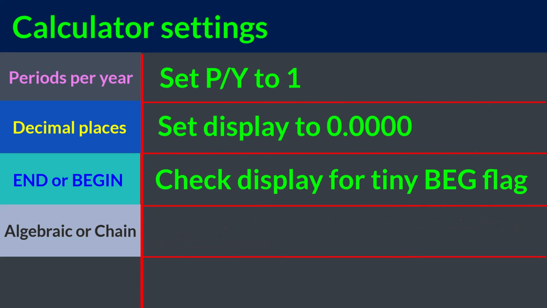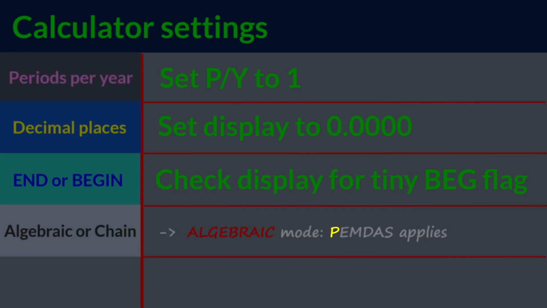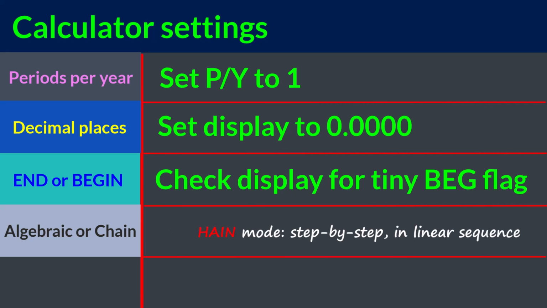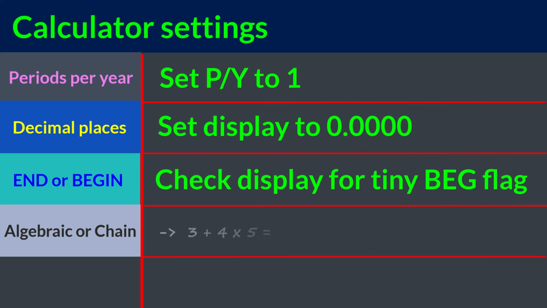In algebraic mode, calculations are done according to the standard rules of arithmetic precedence: first parentheses, then exponents, then multiply, divide, add, and subtract. So 3 plus 4 times 5 equals 3 plus 20, which is 23. In chain mode, calculations are done step by step in the order you enter them. Therefore, 3 plus 4 times 5 equals 7 times 5 equals 35.